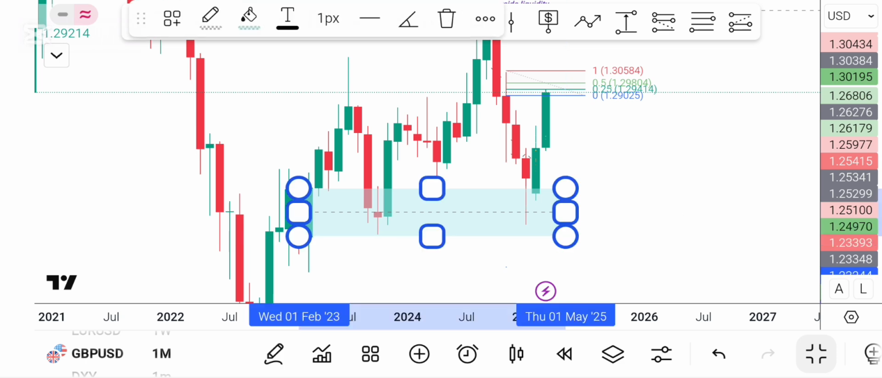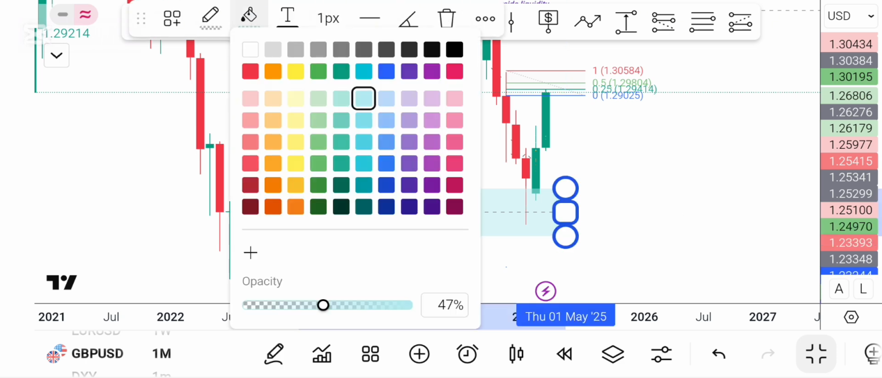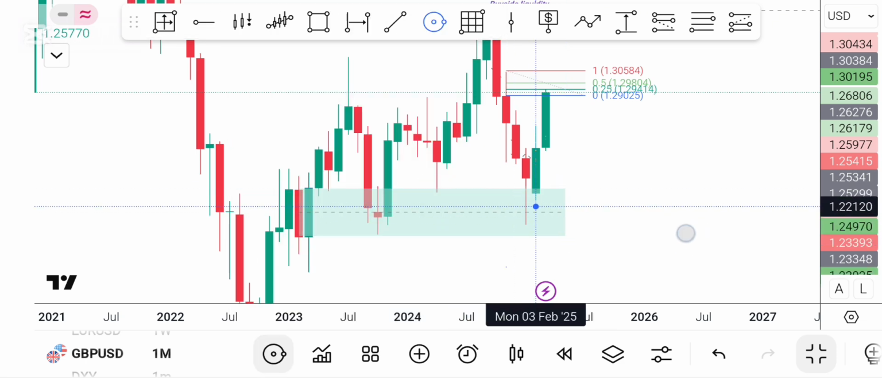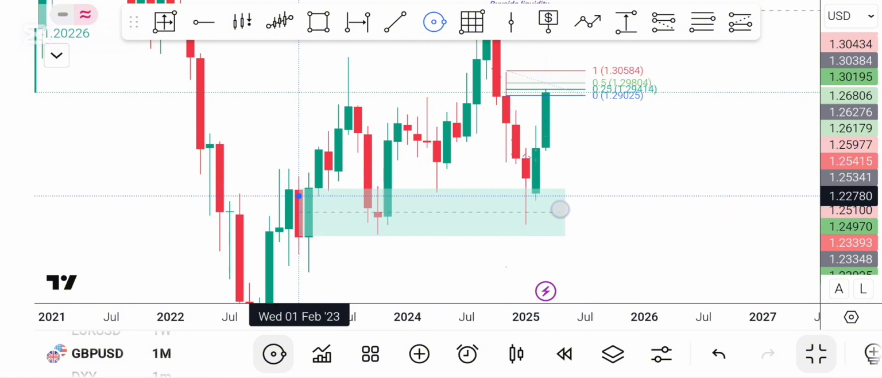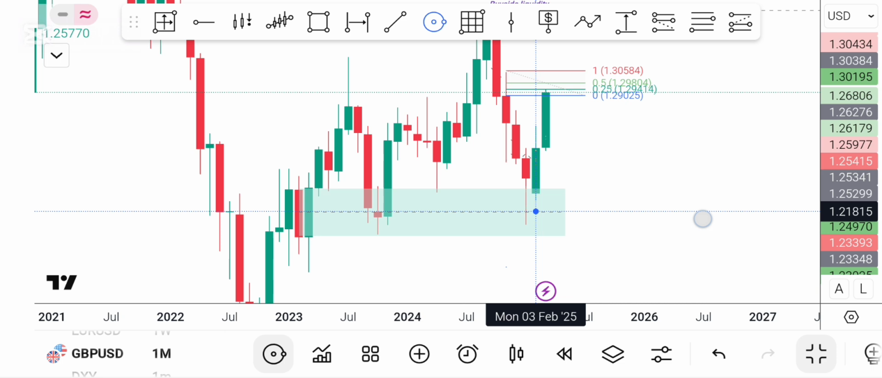Now you will equally agree with me that price traded into the midpoint of this bullish order block, this monthly bullish order block, and we say that the midpoint of a bullish order block is called what? A mean threshold.